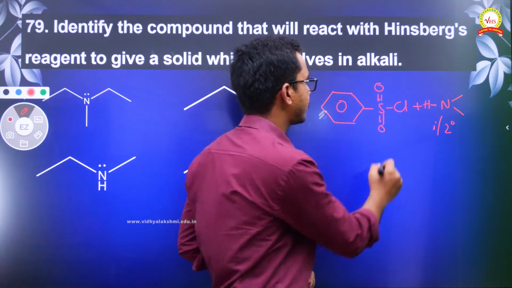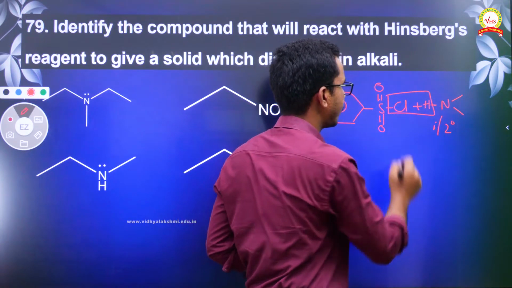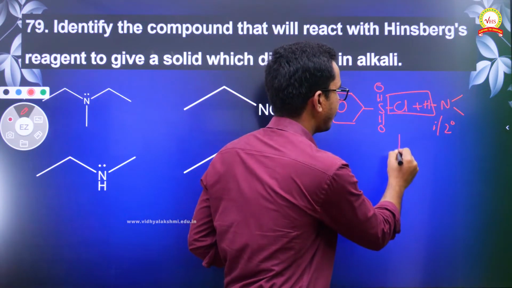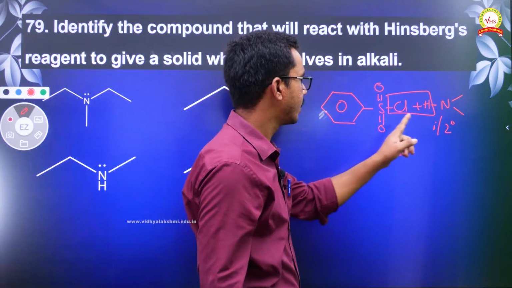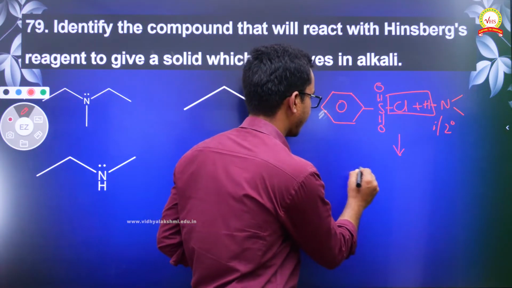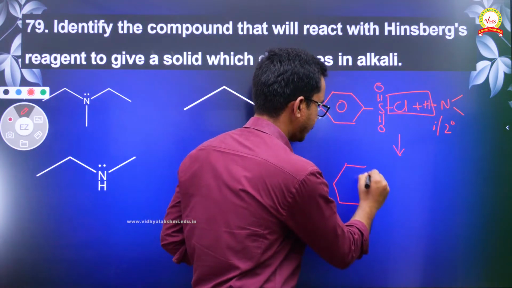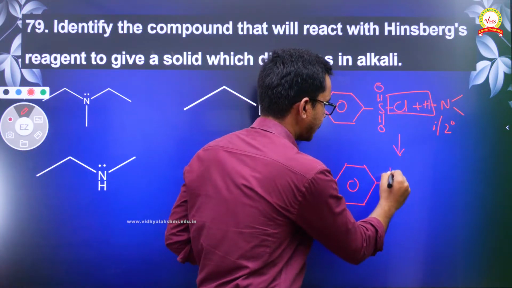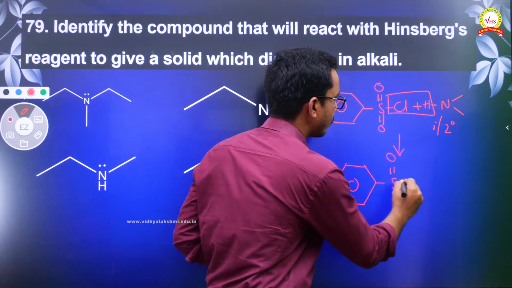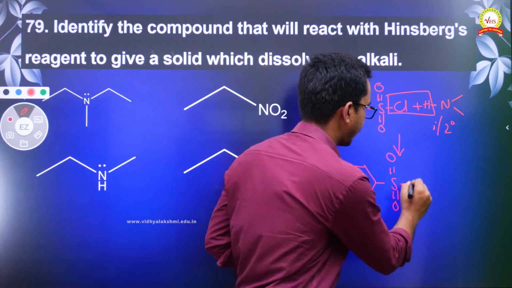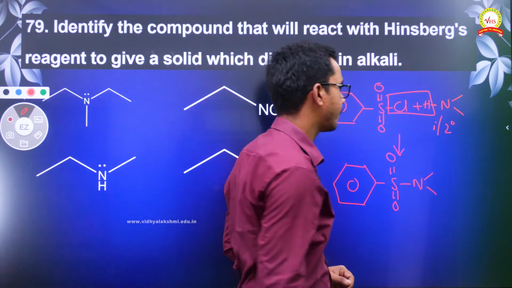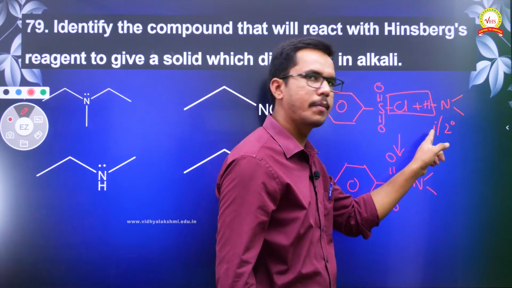In this case, what happens? H and Cl together get out as HCl. Formation of a new bond takes place between sulfur and nitrogen. Let us take benzene here, S double bond O, S double bond O. There is a new bond between sulfur and nitrogen, and two bonds are there. Now, if we have two hydrogens, that is going to be primary.